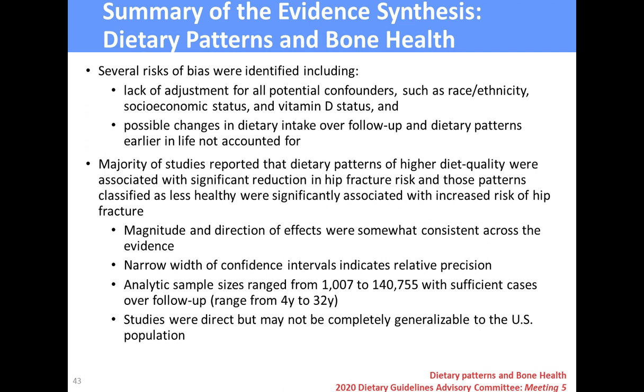The majority of studies reported that dietary patterns of higher diet quality were associated with significant reduction in hip fracture risk, and those patterns classified as less healthy were significantly associated with increased risk of hip fracture. While the magnitude of effects were somewhat consistent, the narrow width of confidence intervals indicates relative precision across the body of evidence. Analytical sample sizes ranged from 1,007 to 140,755, with sufficient cases over follow-up, a range from 4 years to 32 years. Studies were direct but may not be completely generalizable to the U.S. population as the result of differing participant characteristics and variability in dietary patterns evaluated.